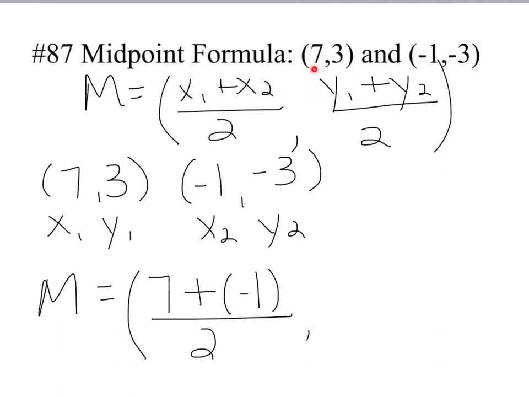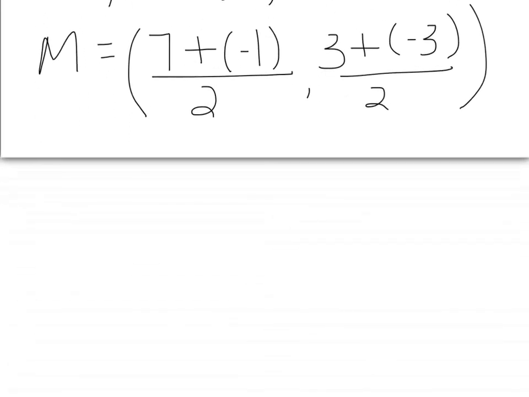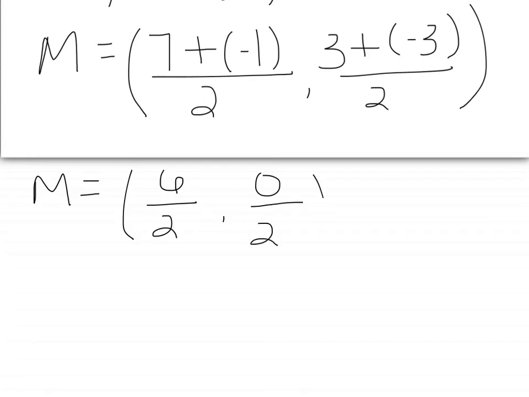Then I want y1, which is right here. So I'm going to say 3 plus y2, right, which is negative 3, all divided by 2. Okay, so then I have M is equal to 7 plus negative 1, which is the same as 7 minus 1, which is 6 divided by 2. 3 plus negative 3 is the same as 3 minus 3. So that's 0 over 2.